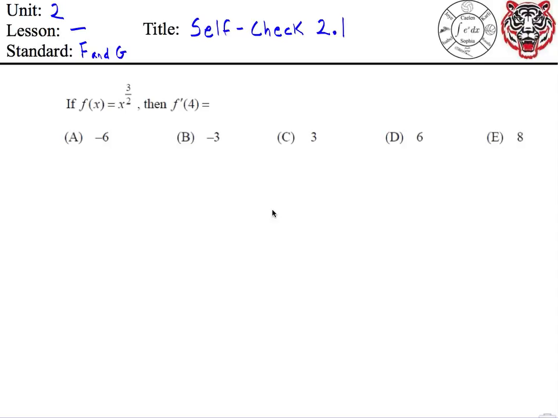So the self-check 2.1 only has 4 questions, so only give yourself 8 minutes to complete it instead of 10 minutes. 2 minutes per question is the average pace that you want to have for the AP test. All right, so number 1.